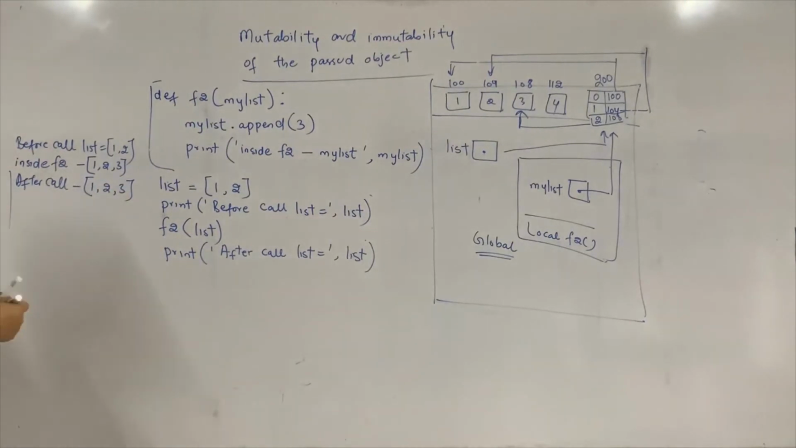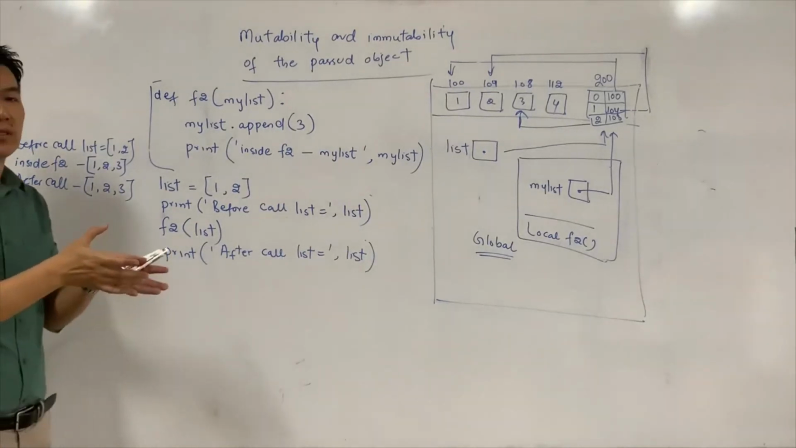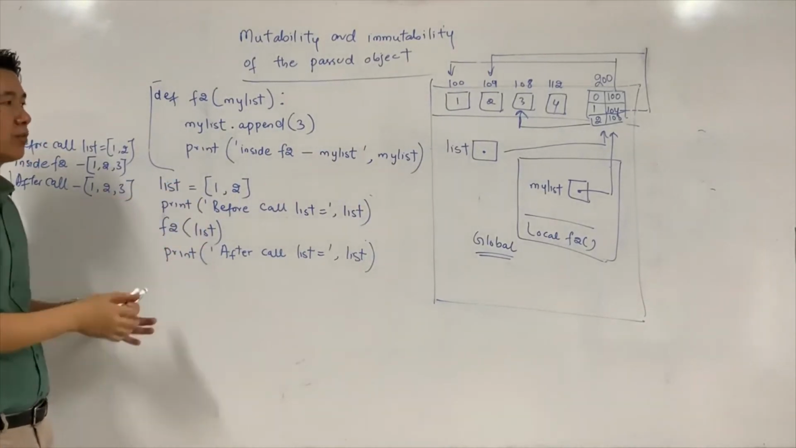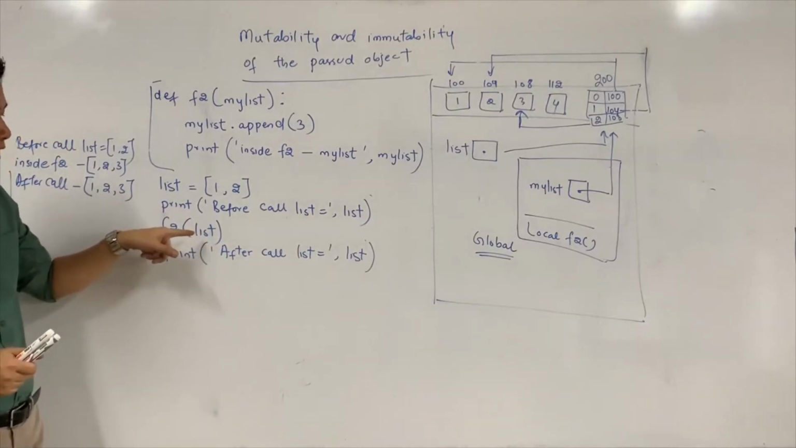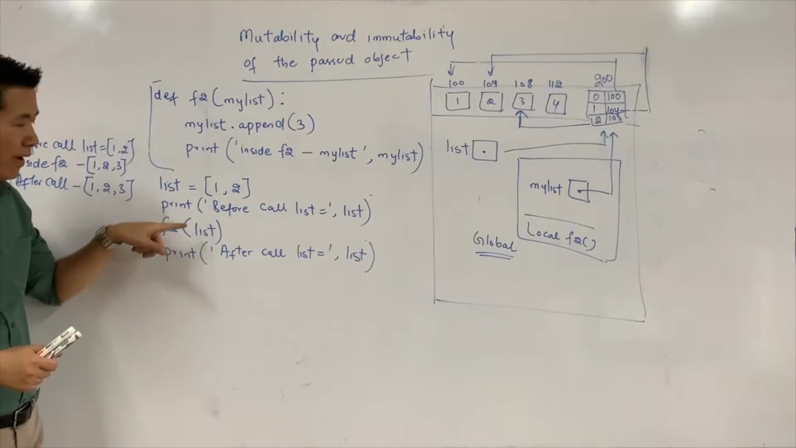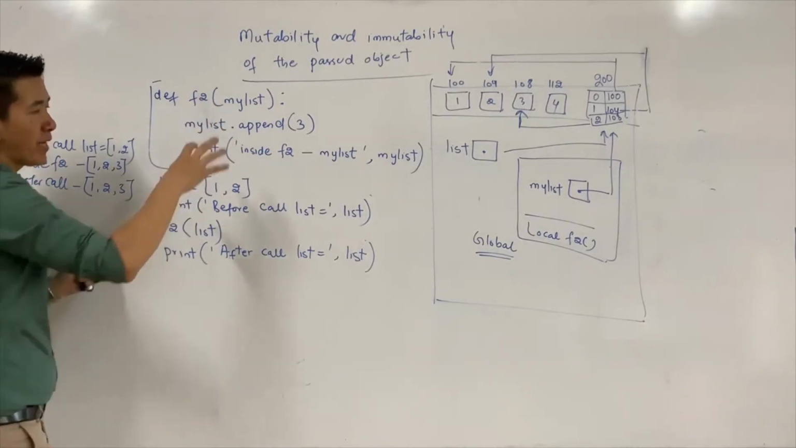So what did you understand from this program, or what difference did you notice from the earlier program? Since list is a mutable data type, when I sent the values of list to my list, and then in the function definition I made some changes.